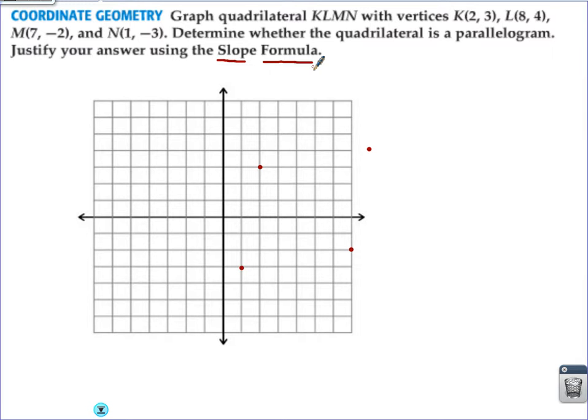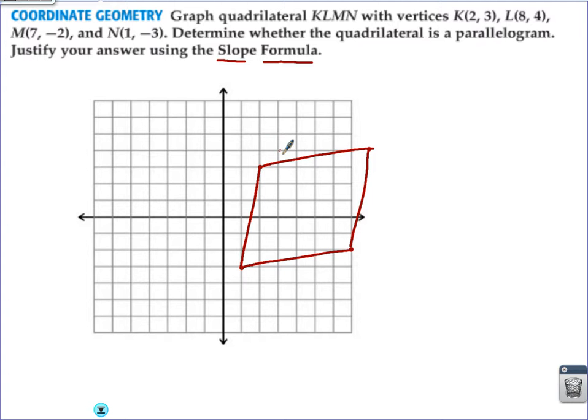In order to be a parallelogram, when it says use the slope formula, what has to be true about the opposite sides? One way of proving that it's a parallelogram: the slopes of opposite sides are equal, because opposite sides must be parallel, right? So therefore, in order to be parallel, they have to have the same slope. So we just count our slopes here.